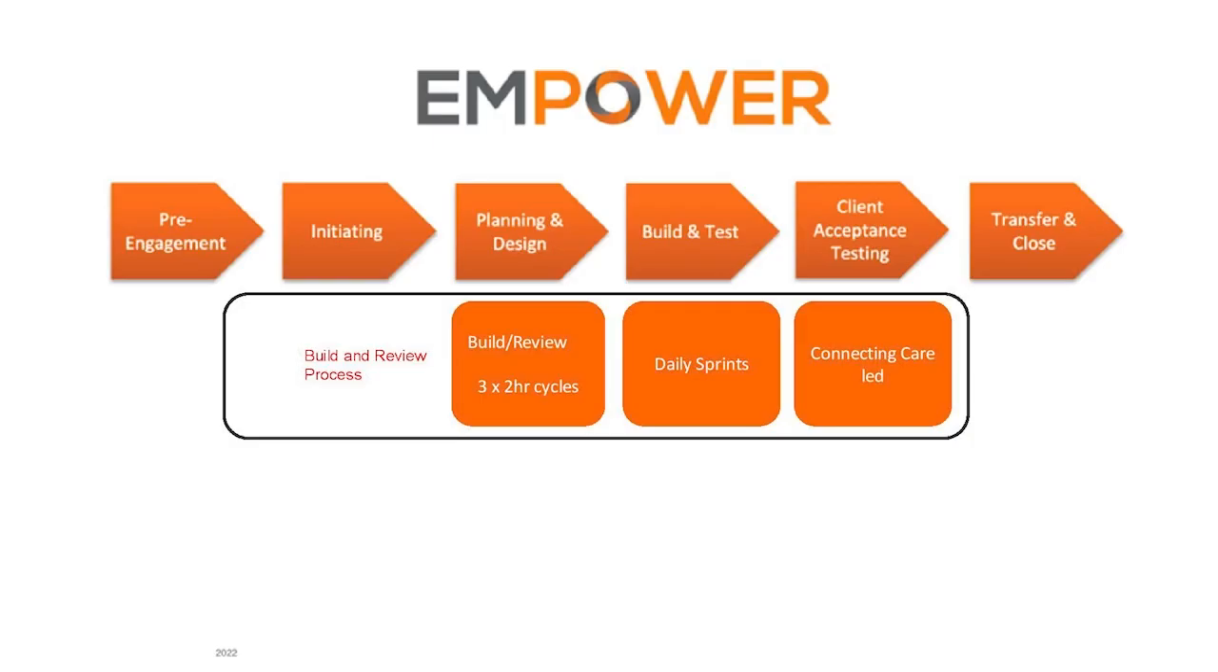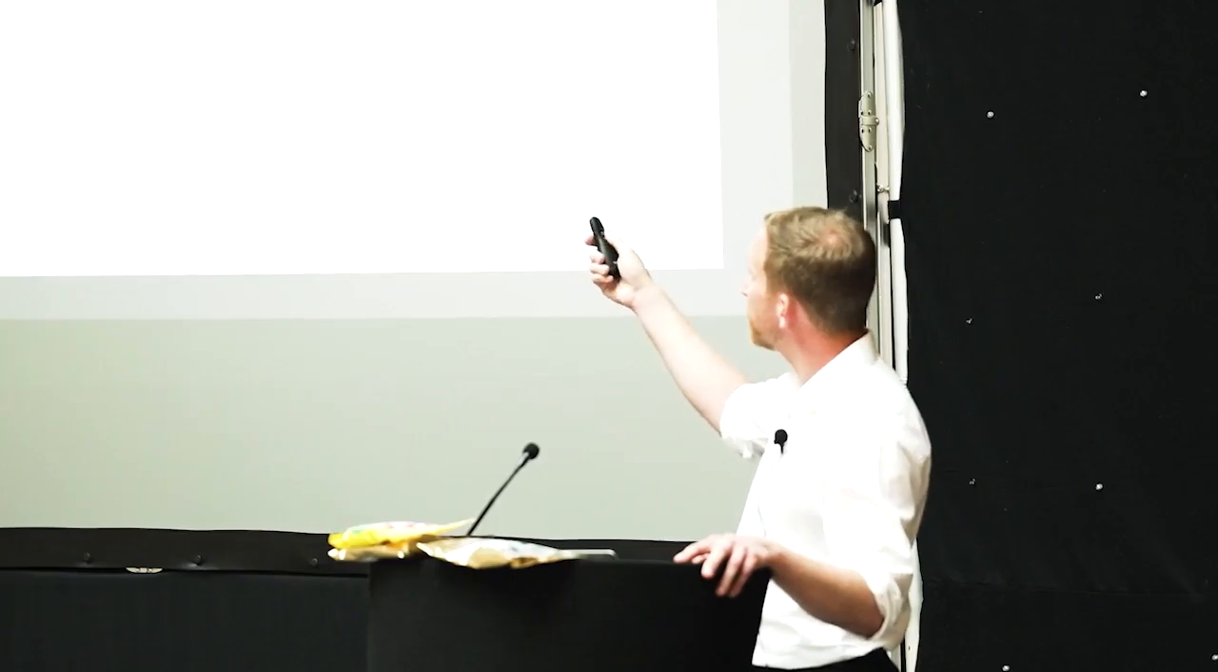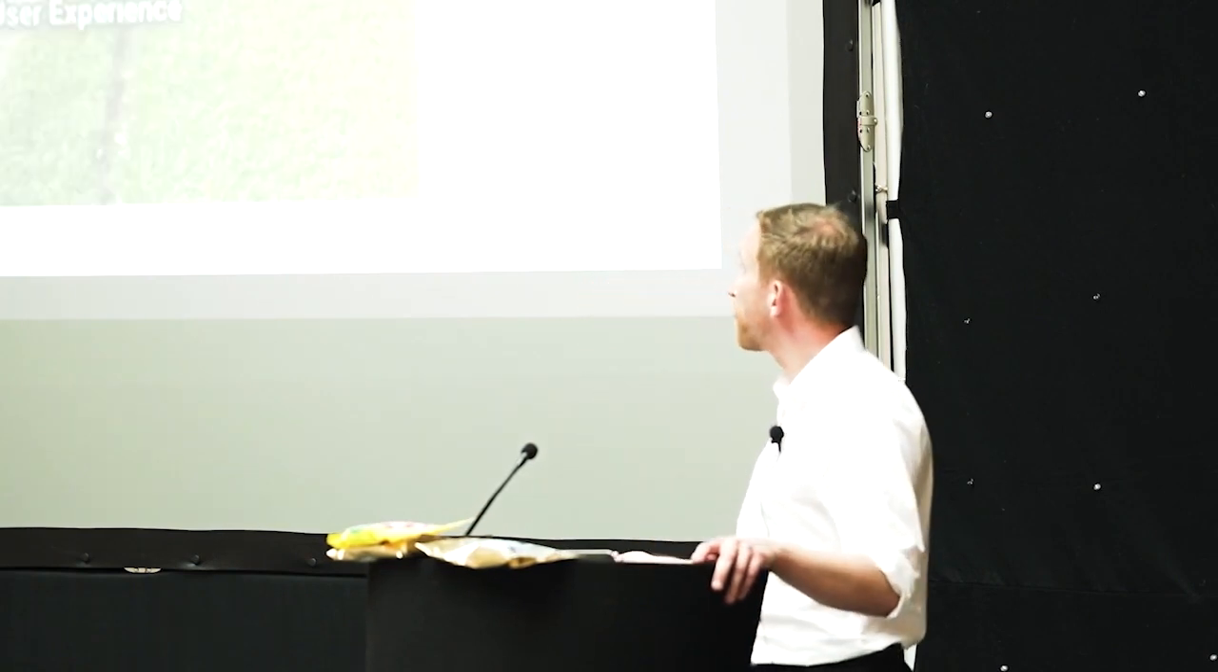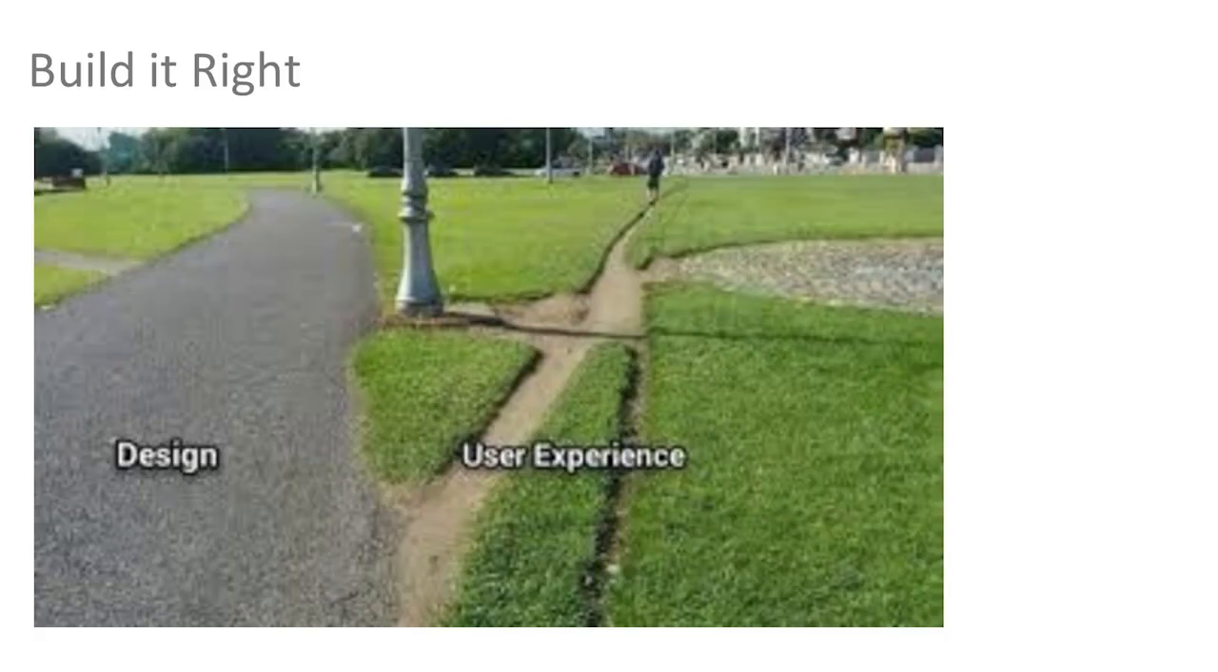Now, this is our Empower framework. We didn't just do this in a hurry. We made sure that we kept to this structure that many of you will recognize, but we built into it some agile principles. So the build and review process, use of daily sprints, and also ensured that we still adhere to some of the connecting care testing requirements, managing testing through their dev, pre-production and production environments as we readied the solution. So, just about our process a little bit.